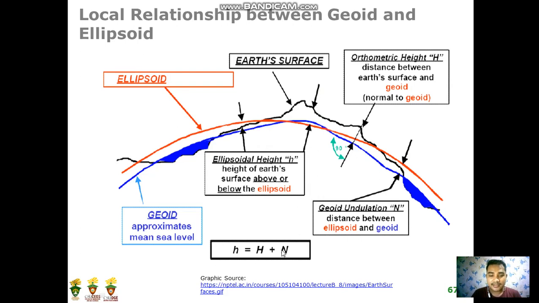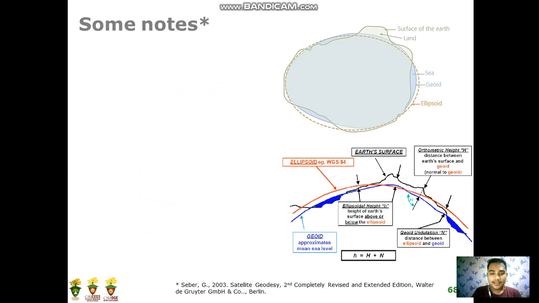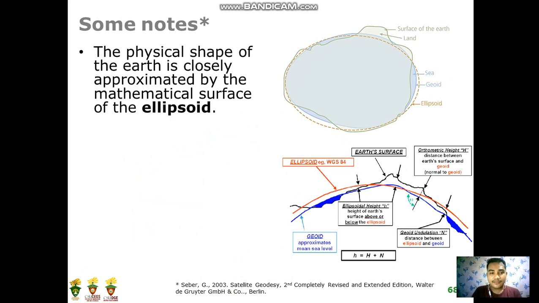And N is the geoidal undulation. It is the distance between the ellipsoid and the geoid. In this example, the small distance between the blue and the red is the geoidal undulation from geoid to ellipsoid. From that relationship, we can make up this formula: h, the ellipsoidal height, is equal to the orthometric height plus the geoidal undulation. I hope you understood this before in your geometric geodesy. So, some notes for the review of geodesy. The physical shape of the Earth is closely approximated by the mathematical surface of the ellipsoid.